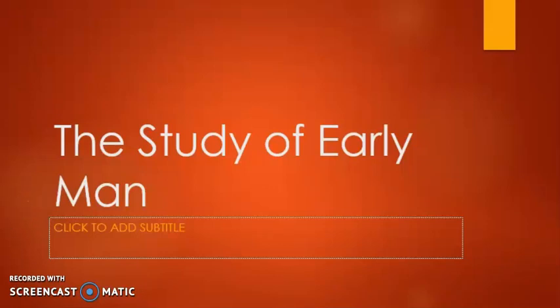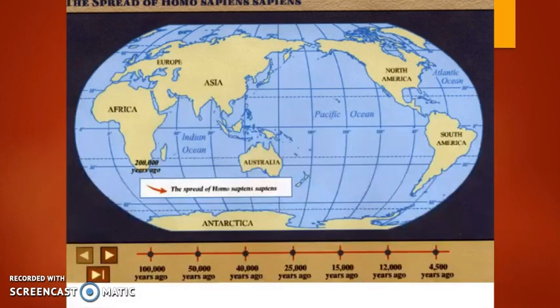Another set of notes for ancient world history. We are going to go ahead and start with the study of early man. And when we study early man, we are going to study the very beginnings of mankind. So to start out with that, I want to have you look at this map.